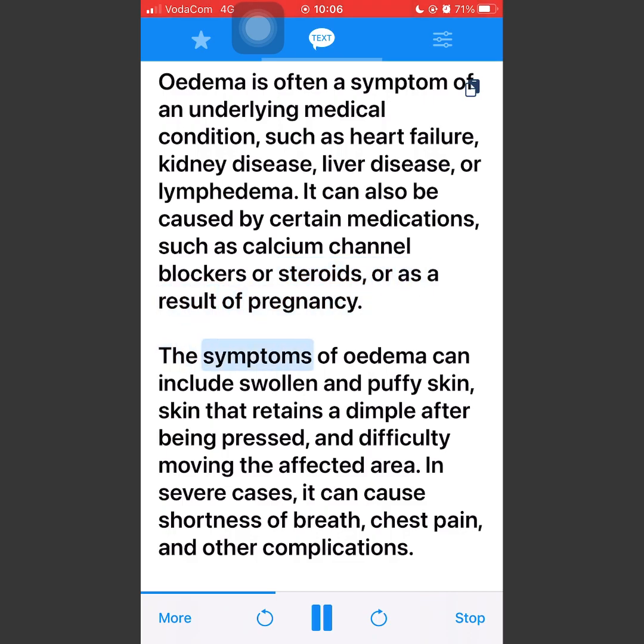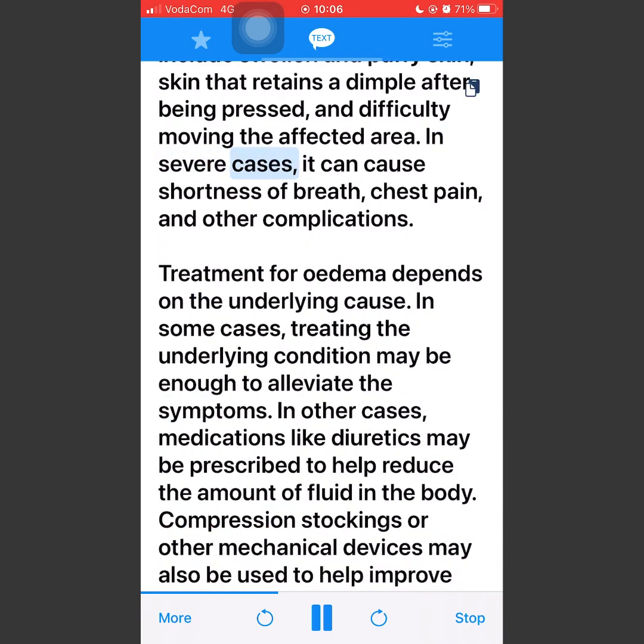pregnancy. The symptoms of edema can include swollen and puffy skin, skin that retains a dimple after being pressed, and difficulty moving the affected area. In severe cases, it can cause shortness of breath, chest pain, and other complications.